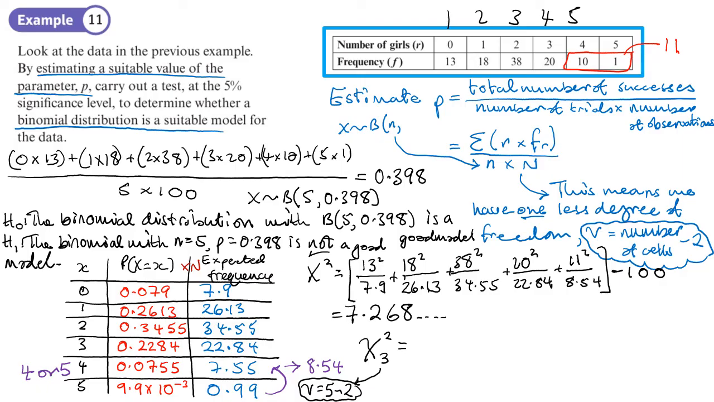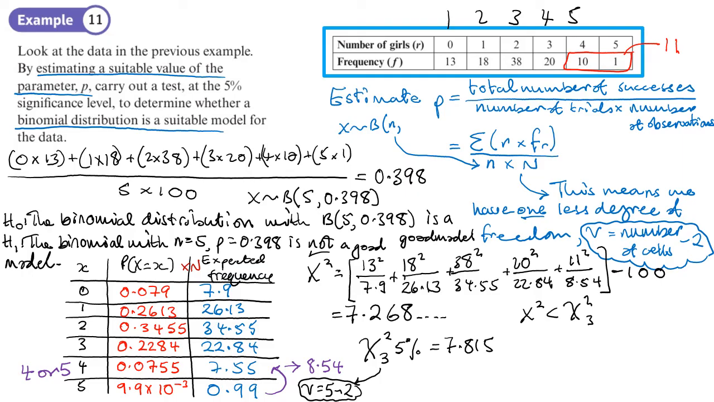Oh, and this is at 5%. Keep forgetting to put that in. 5%. So let's see what we get. Turn to the back of the book or the formula book if you've got it. 3 degrees of freedom, 5%, and I can see 7.815 as my critical value. 7.815. Now let's have a look. My value of x squared is less than the critical value with 3 degrees of freedom.